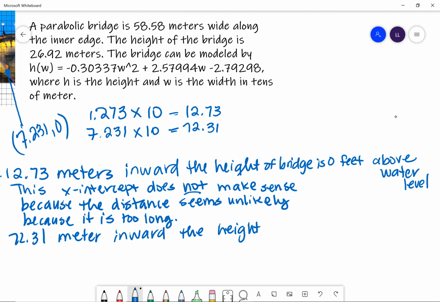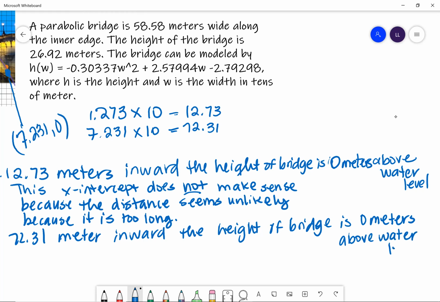And let me say the same thing up here. Of the bridge is 0 feet above water level. Not feet, meters. Got to make sure our units are right. Meters, 0 meters. And the reason why I leave these mistakes in here is I want you to see that you can correct your mistakes when you start to think about how everything fits. 0 meters above water level.